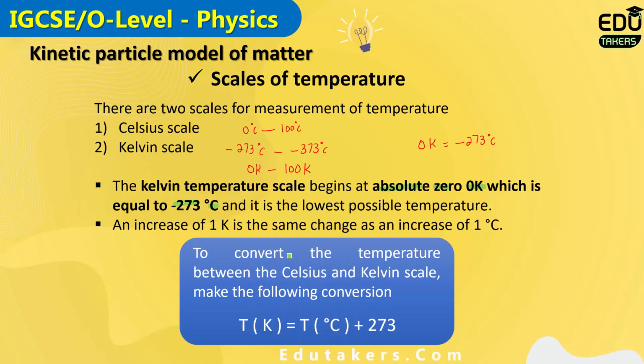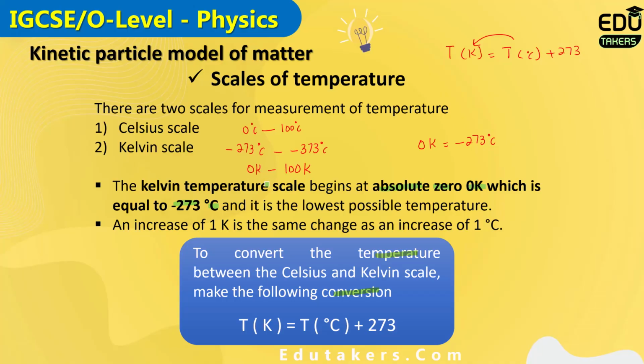So first of all, here you can see, to convert the temperature between the Celsius and the Kelvin scale, you need to make the following conversion. The temperature in Kelvin is equal to the temperature in degrees C plus 273. When the temperature is given in degrees C and you want to convert it into Kelvin, then you just need to add a factor of 273 to the value of the temperature in degrees C.